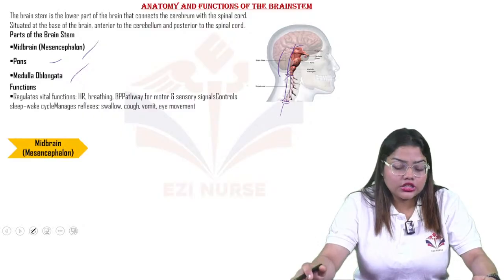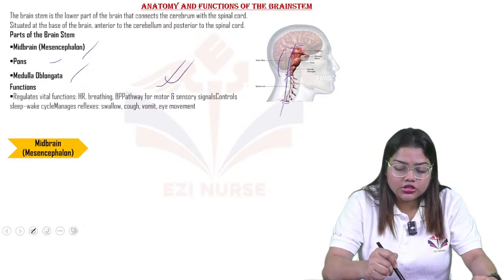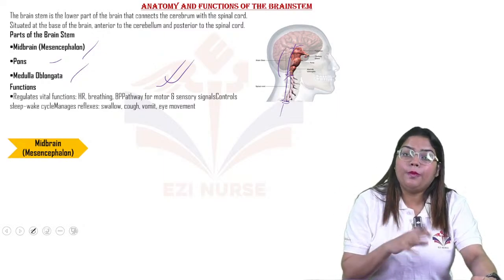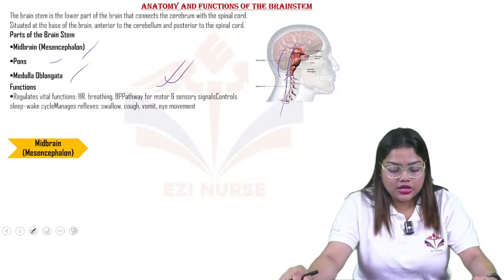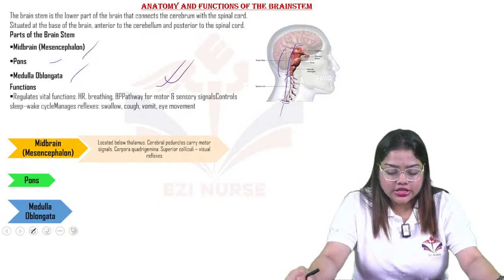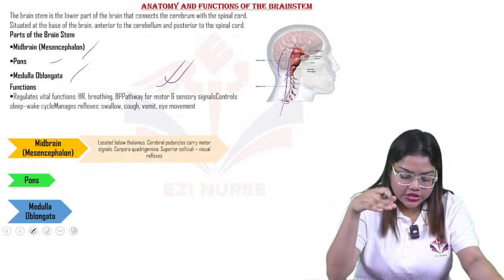So what is the function of the midbrain? We have seen these are the main functions of the brainstem, but in detail we will see the functions of the parts of the brainstem. So the midbrain is located below the thalamus. After the thalamus, the midbrain is located.